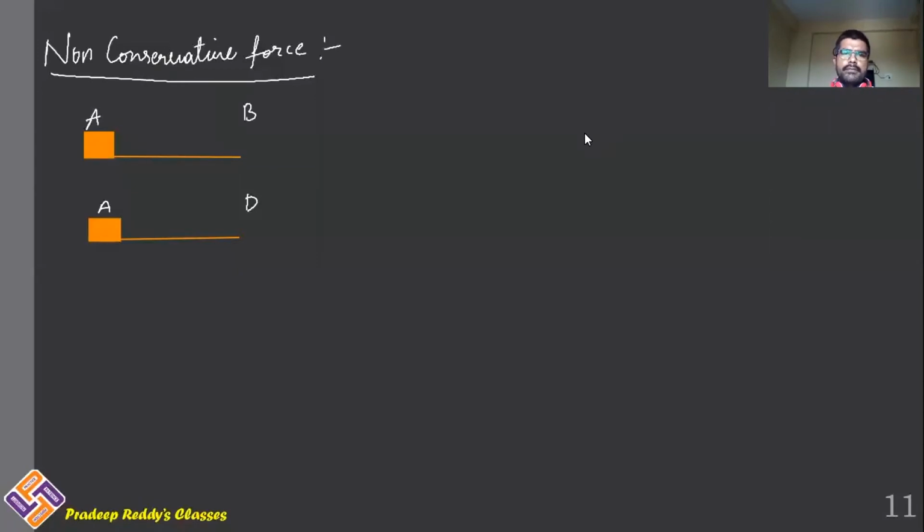Students, we have learned what is meant by conservative force. Now let us discuss what is non-conservative force. Initially, I am considering an object which is placed at position A, and this has some mass here. I am applying some force on this object, and finally I am bringing this object to position B, which is on the ground. This is ground.